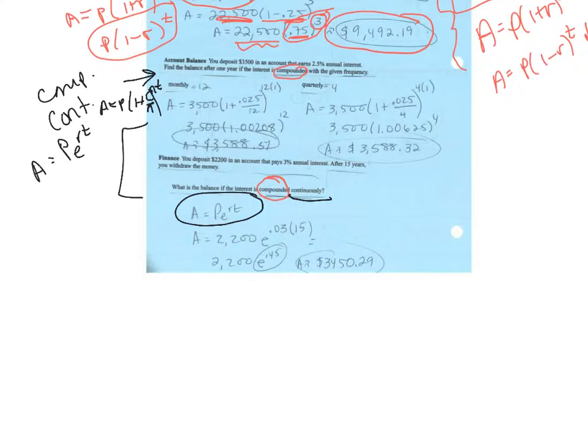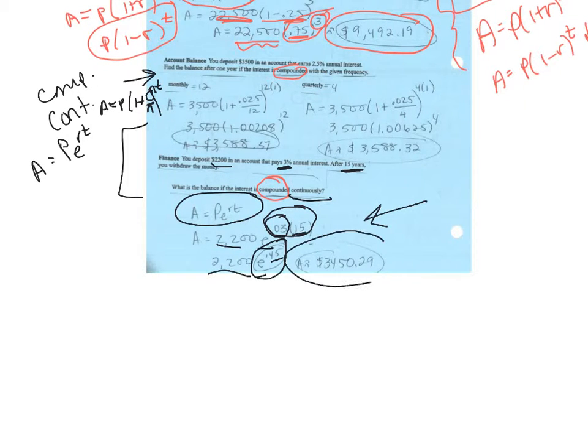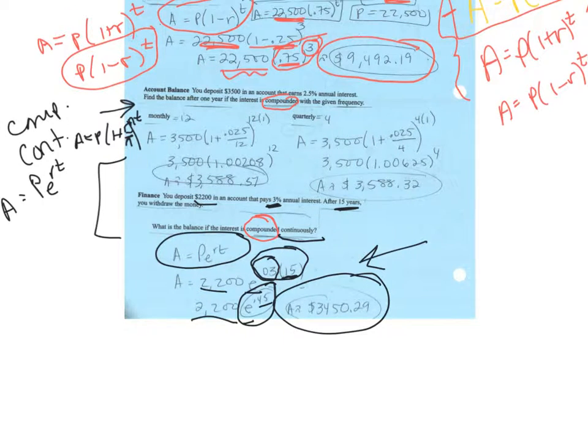So let's look at the bottom one first. That's easier. So the principal, the starting amount was 2,200. E is a number in your calculator, but it's also about 2.7. Raised to the rate, again, we don't plug in 3, we plug in 0.03. We have to move decimal 2 to the left. Times T, 15 years. Order of operations is critical, so we do 0.03 times 15 is 0.45. E to the 0.45 times 2,200 gets us about 3,450.